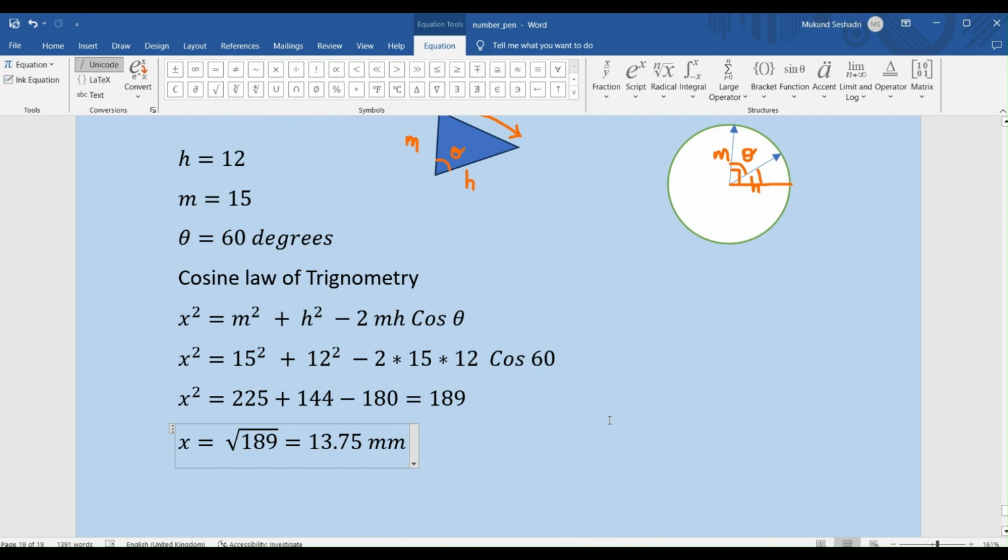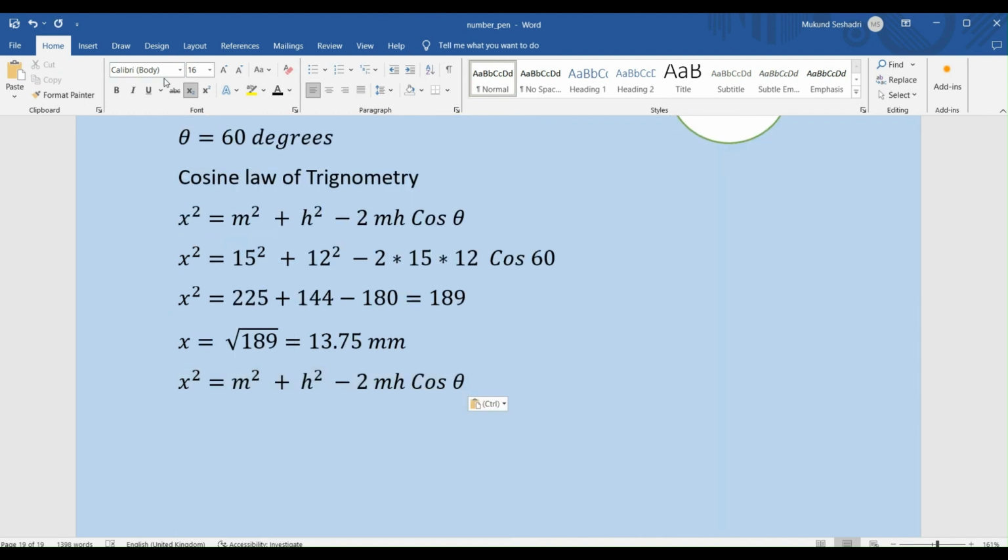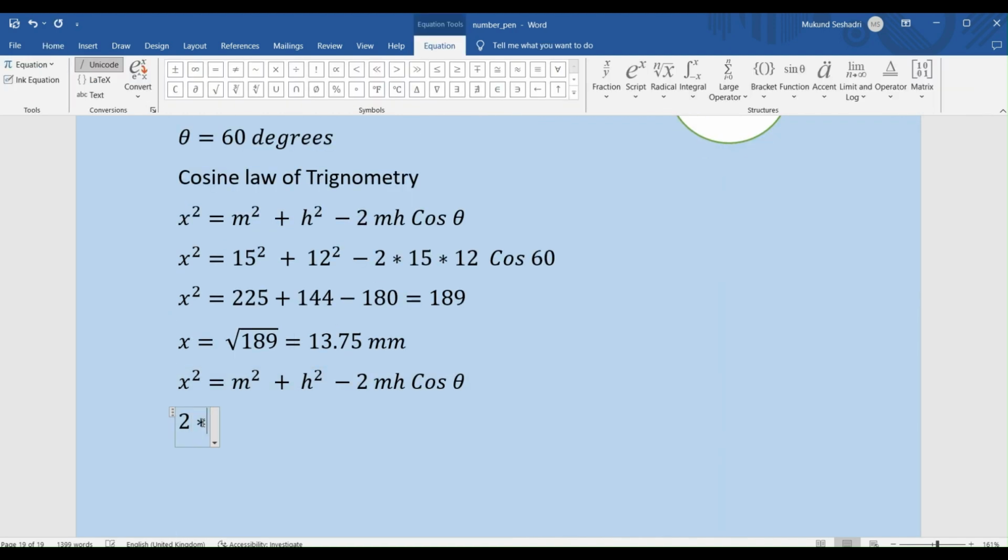So let us draw. I'm going to use the cosine law and differentiate it on either side. 2 into x into dx by dt equals, m square is a constant, so you have 0.